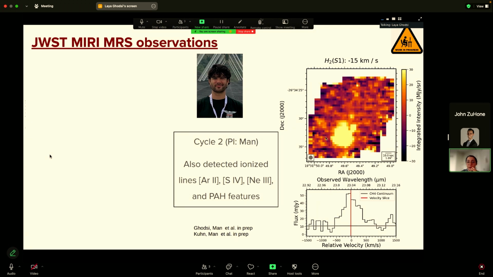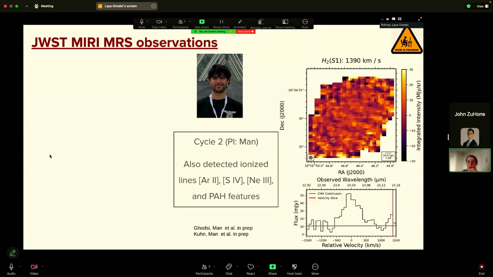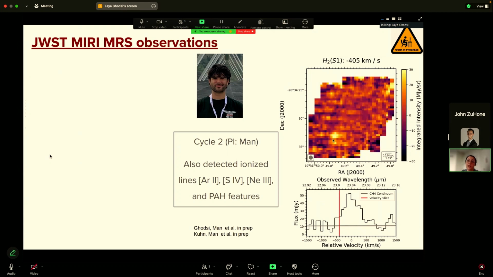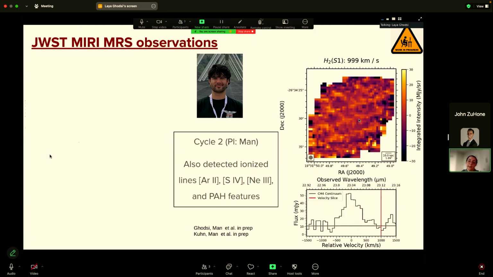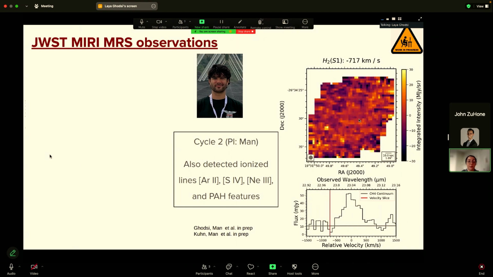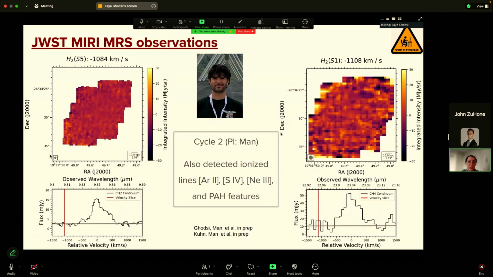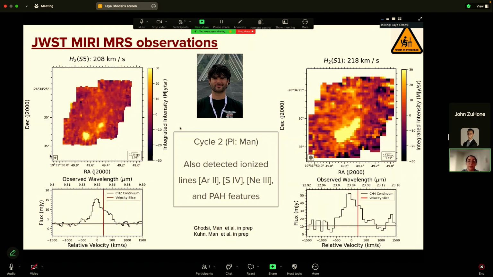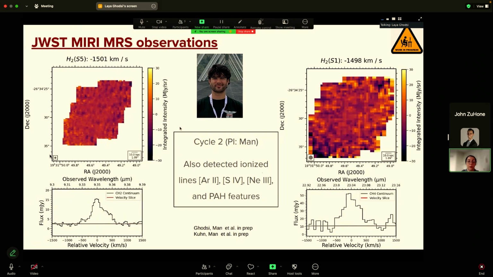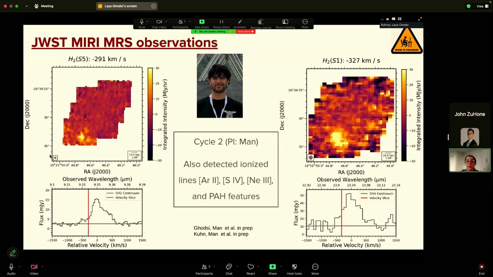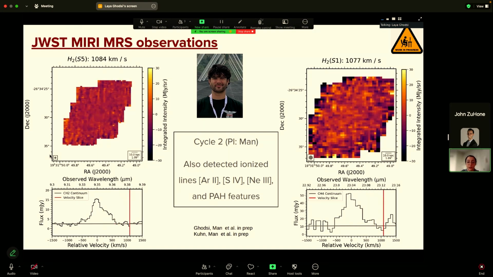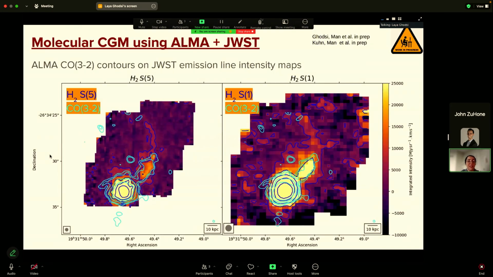If you focus on here, this is the emission of the BCG at the central wavelength, and then we have a redshifted tail appearing here at a more redshifted wavelength. And we see the same structure for the H2 S5 line. And this structure is almost the same as what we saw in the CO lines. I will talk about that more later. We also see some more ionized lines and PAH features, which I don't have time to talk about now.